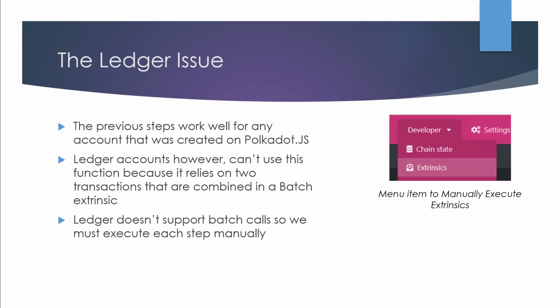So when we try to execute this clear democracy locks, we will get an error that batch call is not supported. So what we need to do is execute each one of the calls that are in the batch manually. And I'm going to guide you on how to do that. The first step, however, is that we look at the image to the right. We need to go to the Developer tab, Extrinsics.